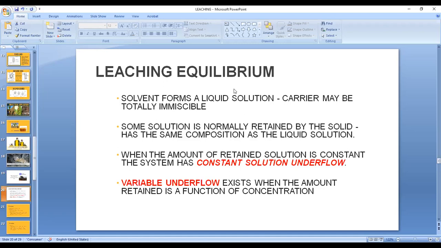When the amount of retained solution is constant in your underflow, we say it's a constant solution underflow. But the other way around, of course, is variable underflow. This exists when the amount retained is a function of concentration. So meaning, if the concentration of the solution varies, the amount of the solution that your solids retain in the slurry, in your underflow, varies as well. But if it's not affected by the concentration of the solution in the overflow, then it's a constant solution underflow. The thing here that is written.